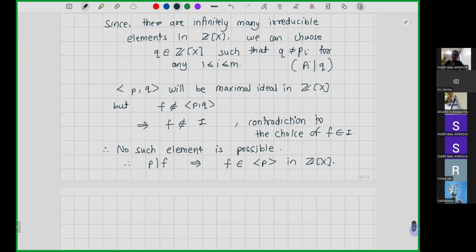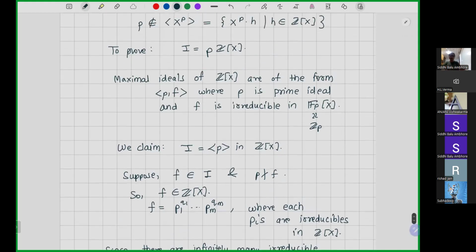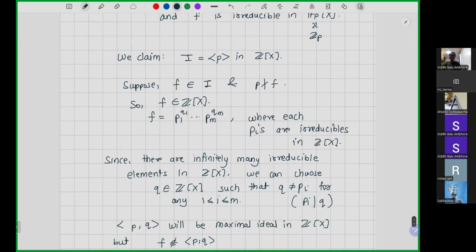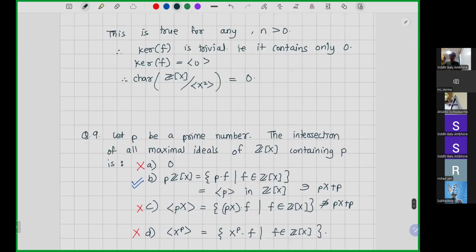Is it okay? Any doubts here? So we actually proved this. Any doubts, please let me know. If not, then also please let me know that there are no doubts. Okay. To the question, okay.